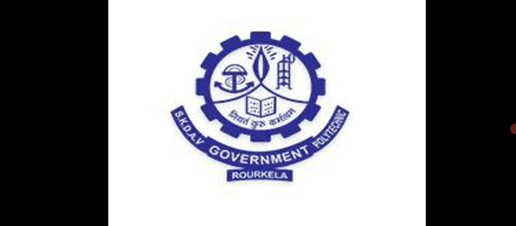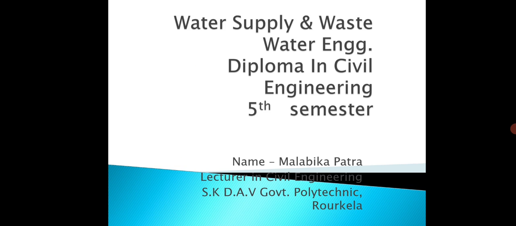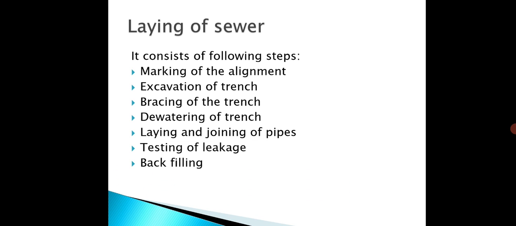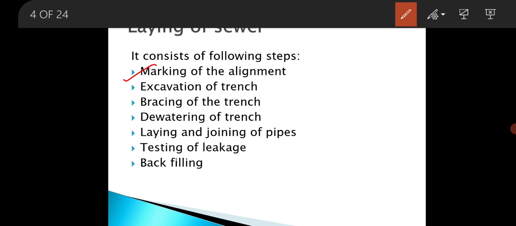In the last class we discussed different shapes of sewer, and today we will discuss the process of laying and testing of sewer. Laying of sewer consists of different steps such as marking of the alignment, excavation of trench, bracing of the trench, dewatering of trench, laying and joining of pipes, testing of leakage and backfilling. Now we will discuss this process in detail.